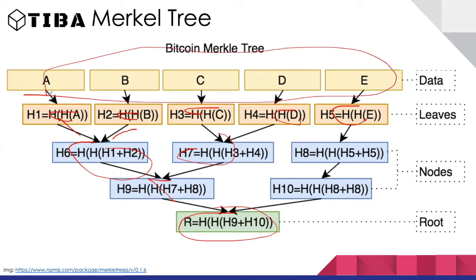So if you change some data inside transaction D, then this will affect this one, and it goes kind of like a ripple effect, and then the root hash will be different as well. So it's a way to prove that no one changed the transaction data.